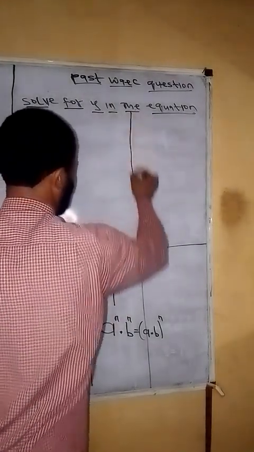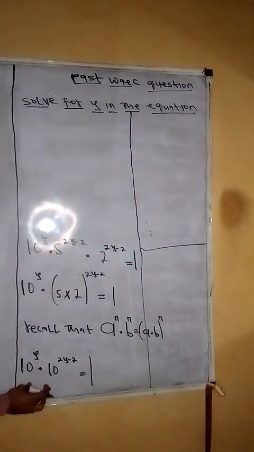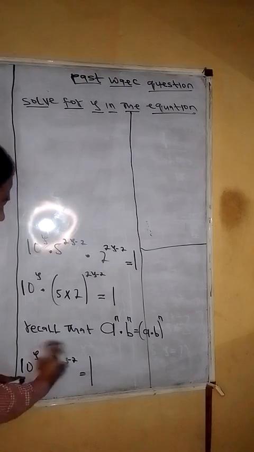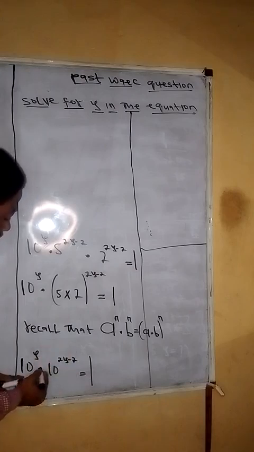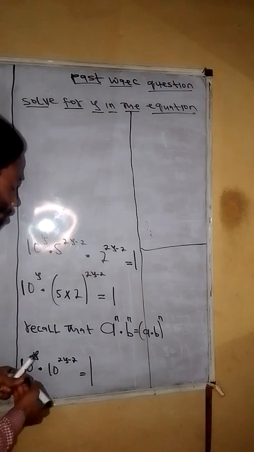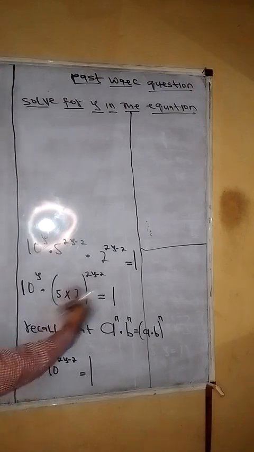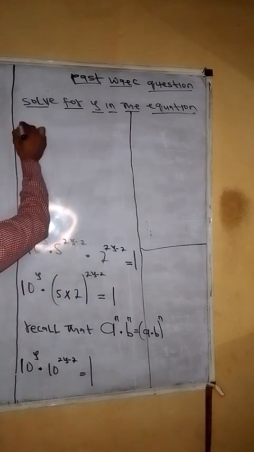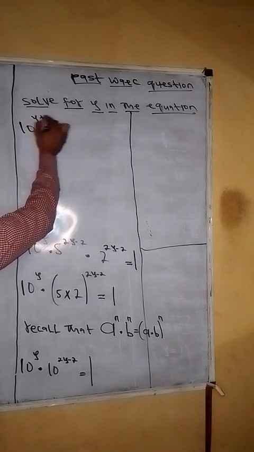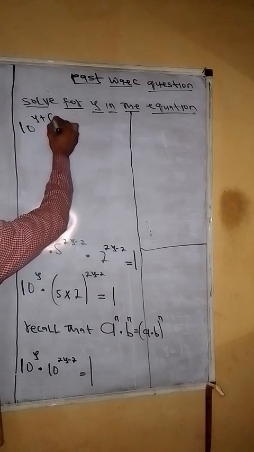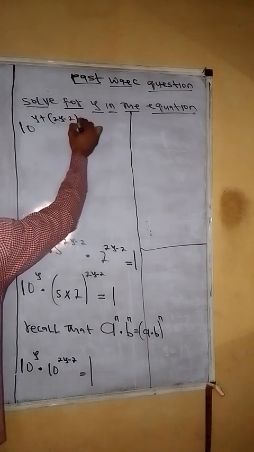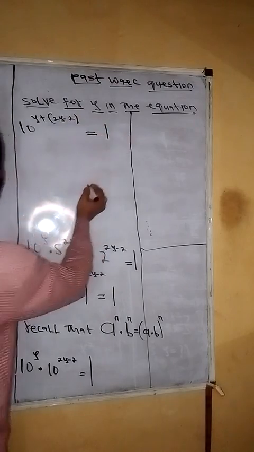Now, when we continue what we have here, you can clearly observe that this man and this man are already on the same base. Both of them are already on the same base. So according to the laws of indices, when two numbers of the same base are multiplying, we keep one of the base and add the powers together. So when we do that here, we are going to have 10 raised to the power y plus the power of the other expression, 2y minus 2, is equal to 1.